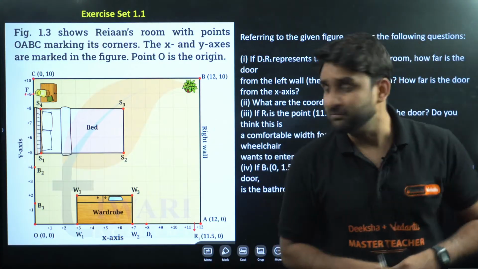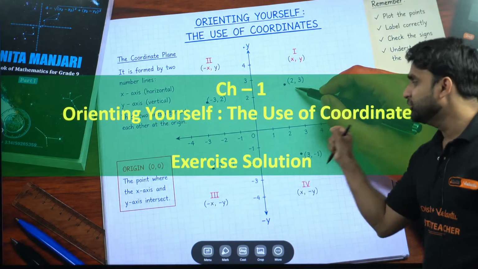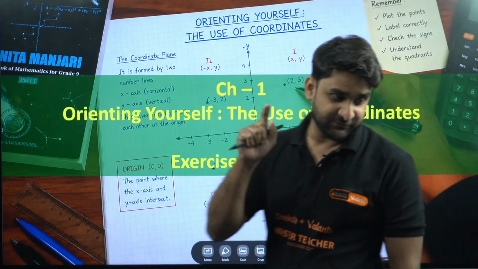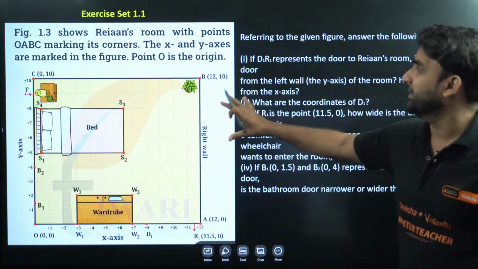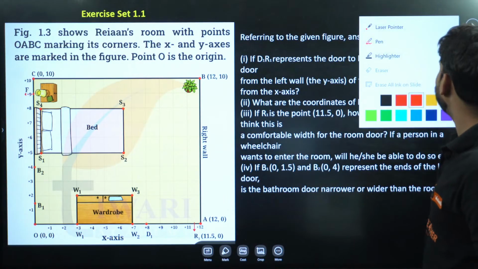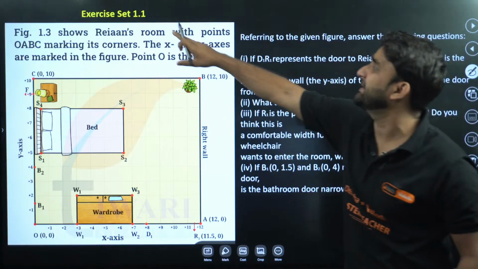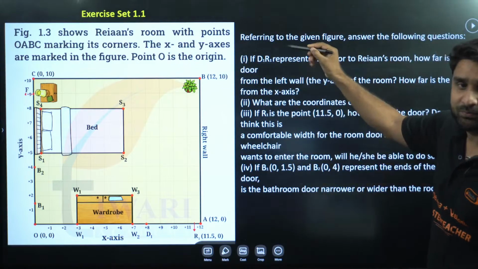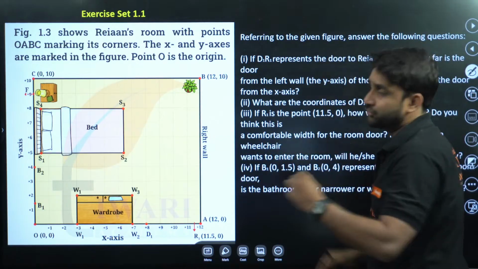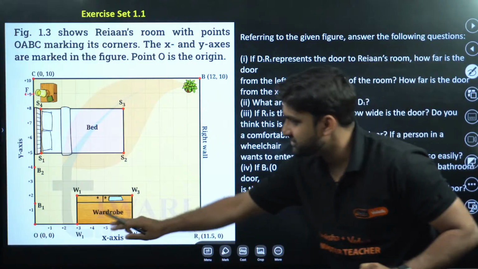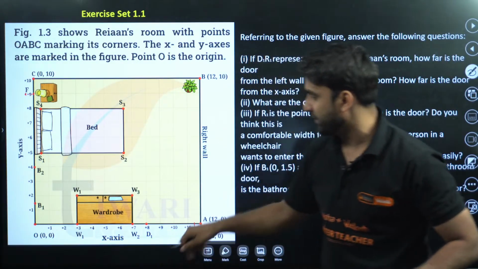So let's move. Basically we are talking here about the chapter Orienting Yourself, the Use of Coordinates, and I will be solving questions for you all. Let's move to the first question. My dear champions, all class 9th students, in this first slide, look at this is the complete question. In this exercise set 1.1, you have to answer these questions based on this diagram. A diagram is given to you, with a few pieces of information: the x-axis, the y-axis, and the number units on the x-axis and y-axis.